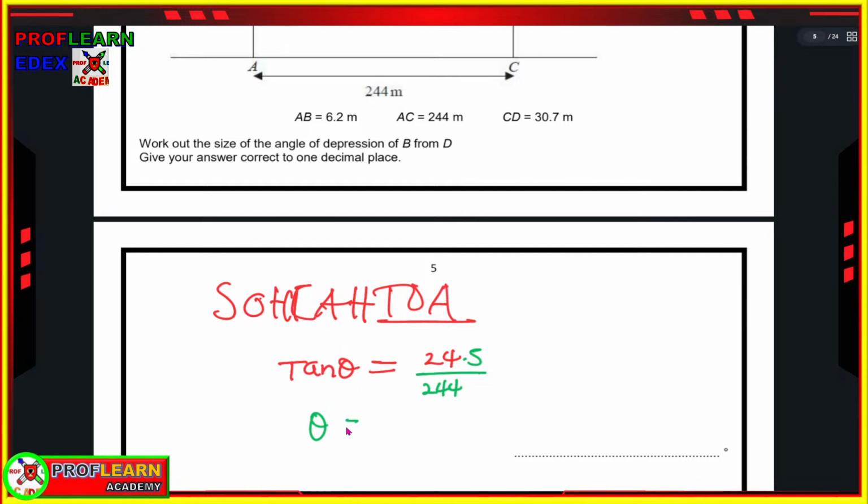So theta is tan inverse of 24.5 divided by 244. So tan inverse of that is going to translate to, let's use the calculator at that given point. What does it give you?